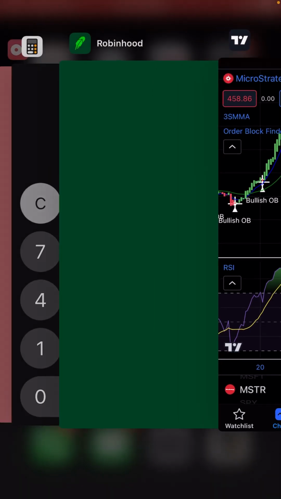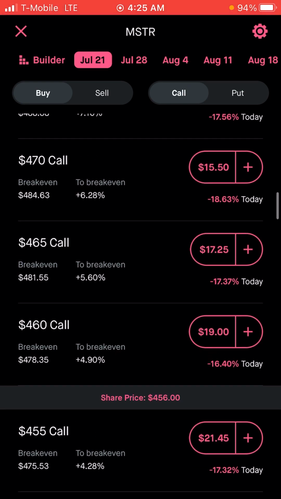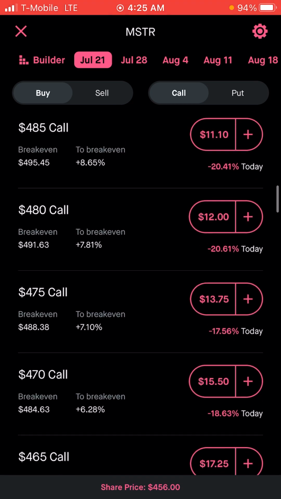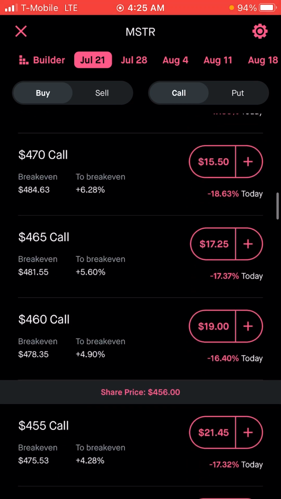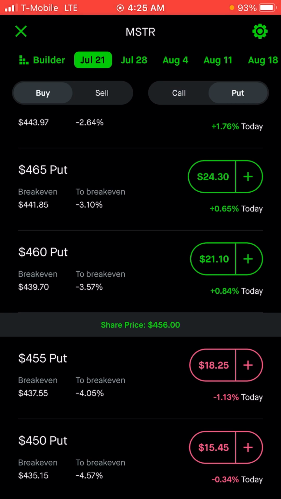So let's look at the options contracts here. Like I was saying, I do in the money. You see the scenario when you're doing a call, that's because right now it's probably predicted to go down. So let's look at puts.